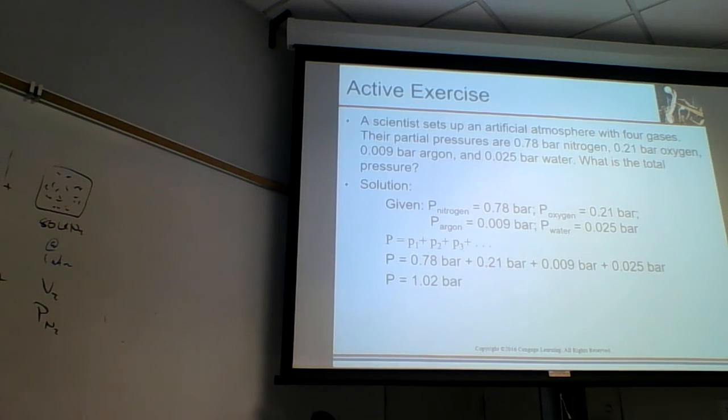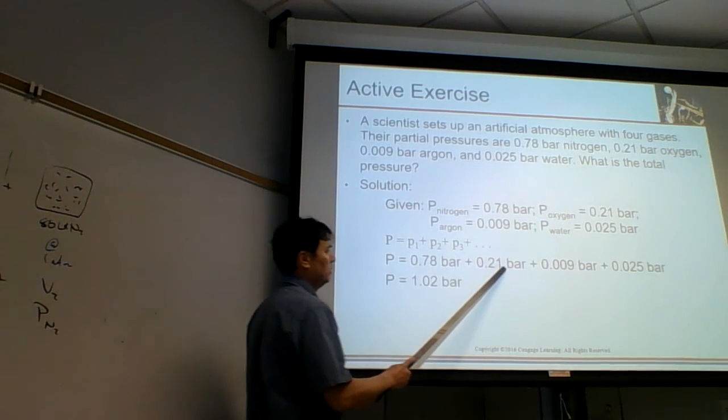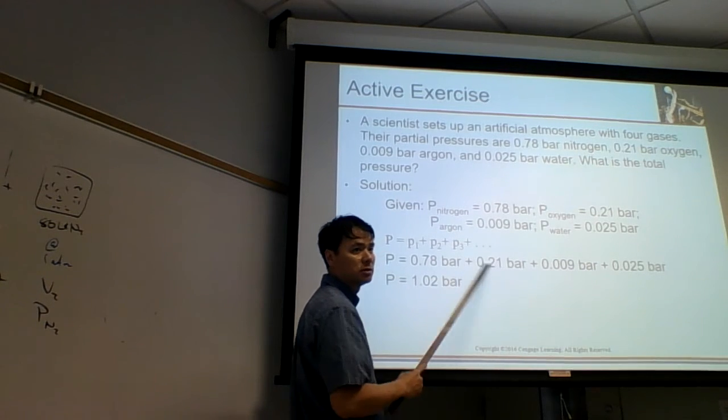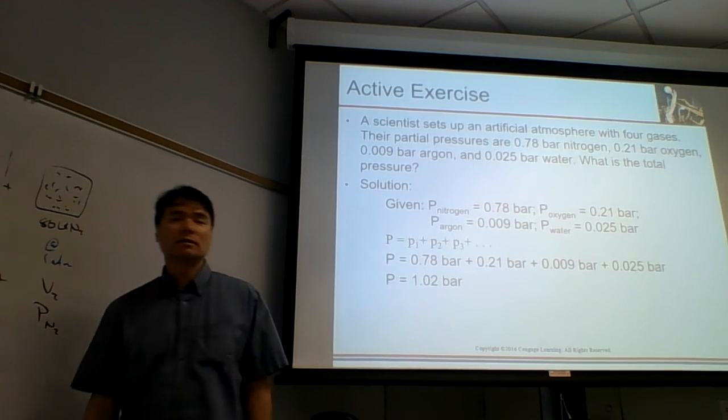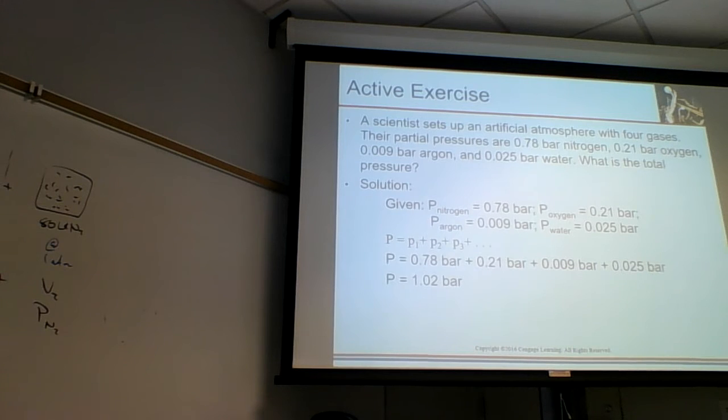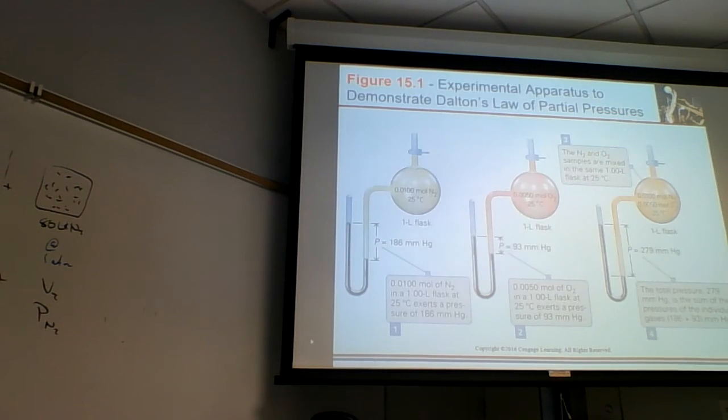So what Dalton says is the total pressure is equal to the sum of the individual pressures. Just add them up. So Dalton's law, is that a hard equation? It's pretty easy. From the language it seems pretty hard. Experimental apparatus to demonstrate Dalton's law of partial pressures. So what do we do with the volume?